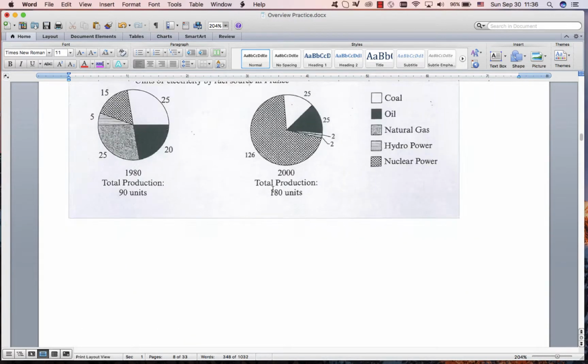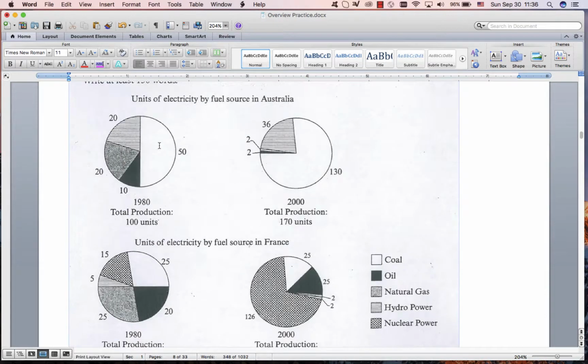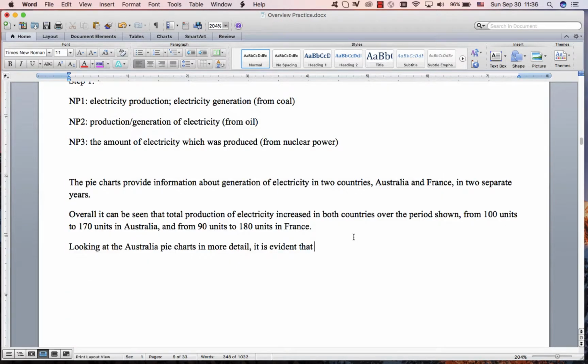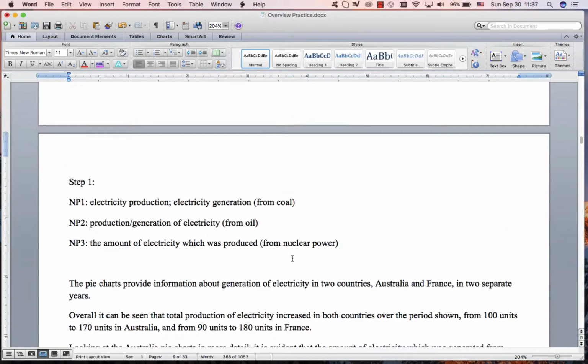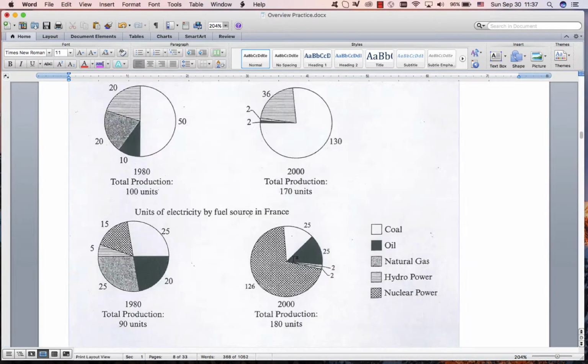We're going to start with the biggest one. So this white one here, from coal, increased from 50 to 130. Use noun phrase 3. Amount of electricity which was generated from coal. There is our noun phrase 3. Great. There is the verb. And then we just say the units from that preposition phrase to that preposition phrase. Now you could put a full stop there, but always remember we want to try and have a comma somewhere.